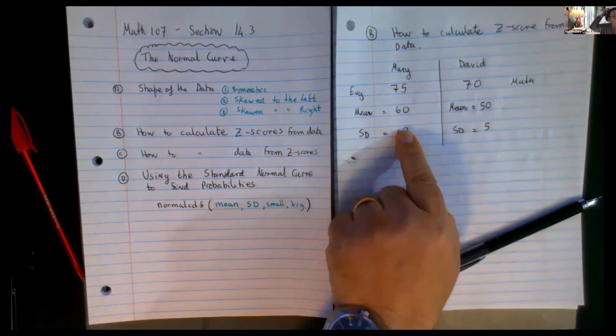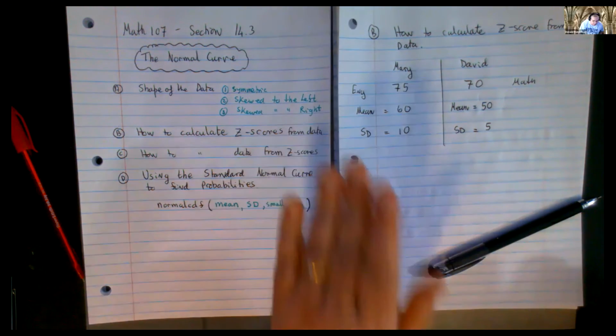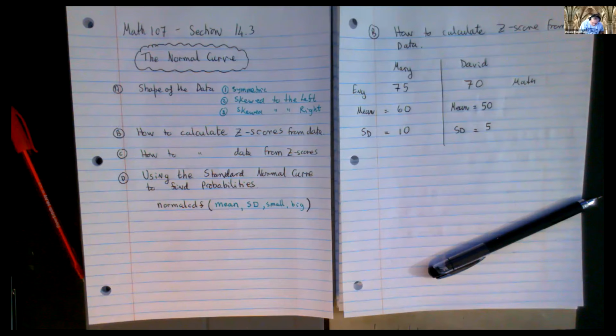So what we are going to do here is see if there's a fairer way of comparing those two scores, because that's what Z-scores are. They're a fairer way to compare two different things.